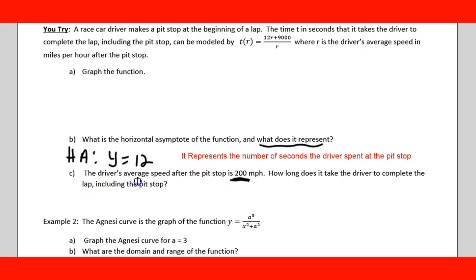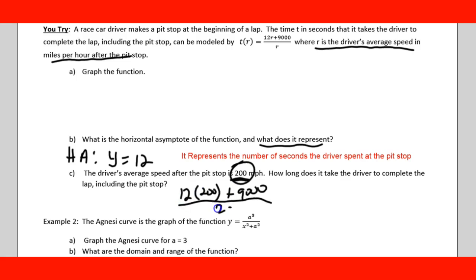Algebraically, when you look at this, they tell us that R is the driver's average speed in miles per hour. So given this equation, we know that R is the speed. So we have 12 times 200 plus 9,000, divided by 200. 12 times 200 is going to be 2,400 plus 9,000. That's going to give us 11,400.